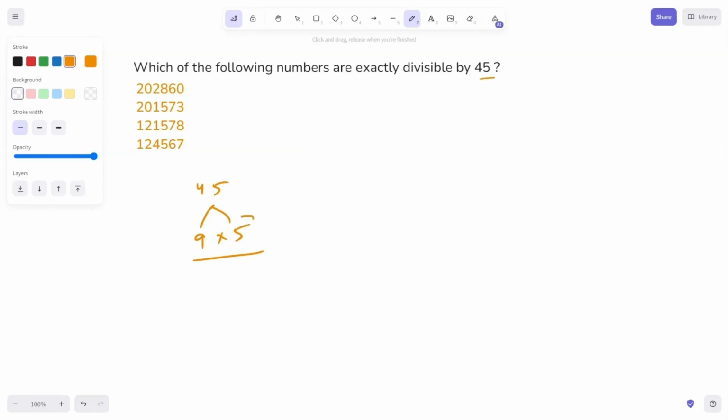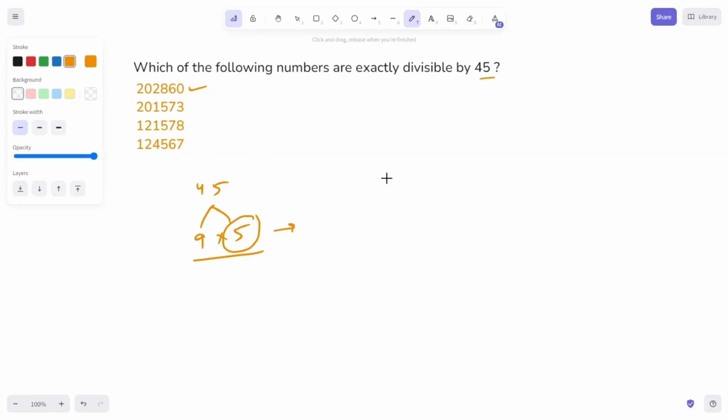And what is the divisibility rule of 5? The divisibility rule of 5 is really simple. If the unit digit of a particular number is 0, then it is divisible by 5. So we can simply check: this is the number and the unit digit of this number is 0, it means it is divisible by 5. Now we have to check if it is divisible by 9 also.